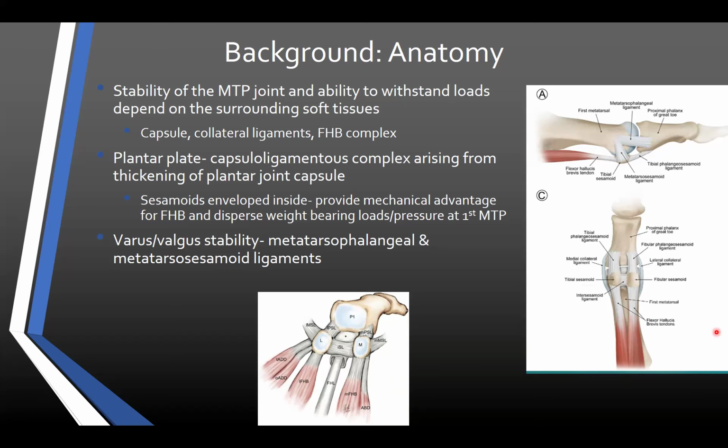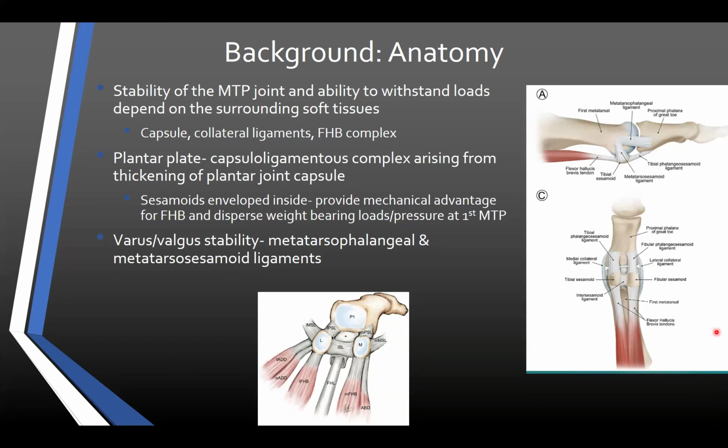So as mentioned, the sesamoids are contained inside of this entire complex, and these help provide stability. They also help to provide a mechanical advantage for the mechanical pull of the flexor hallucis brevis. And they also help with absorbing the weight-bearing loads across the joint. Usually the medial sesamoid is a bit larger and plays a larger role in weight bearing. So we often see this sesamoid more injured in injuries.